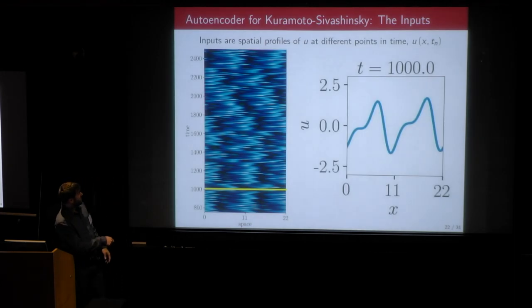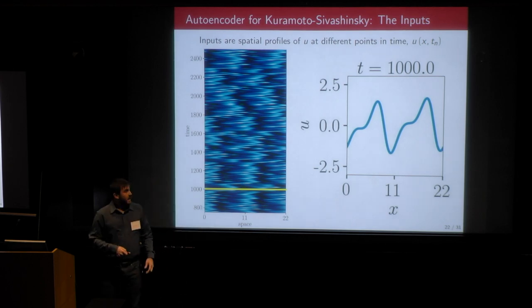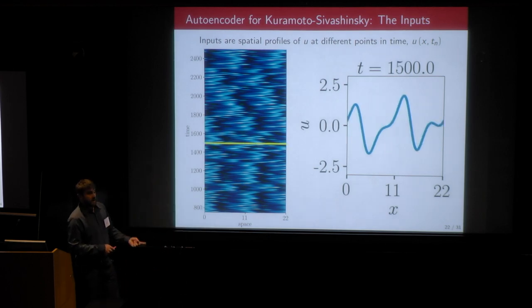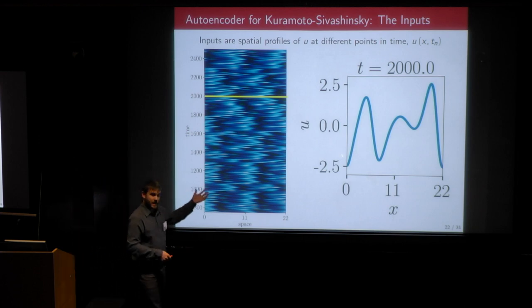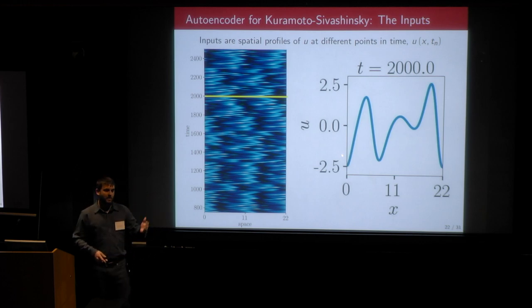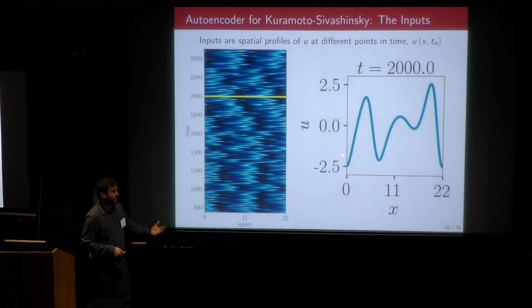Okay, so here's a space-time plot of the solution to the Kuramoto-Sivashinsky equation. X is on the x-axis, time is on the y-axis. I take a snapshot, say at t1000, and it looks like this. I throw it through the autoencoder, and I get some kind of reduced representation. Take another snapshot, do the same thing. Take another snapshot, do the same thing. I do this for, I think, about 40,000 snapshots, and I train up the autoencoder, which has something like 100,000, or 200,000, parameters inside of it, maybe more.